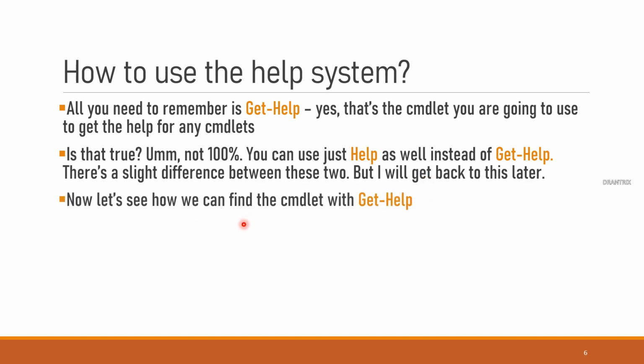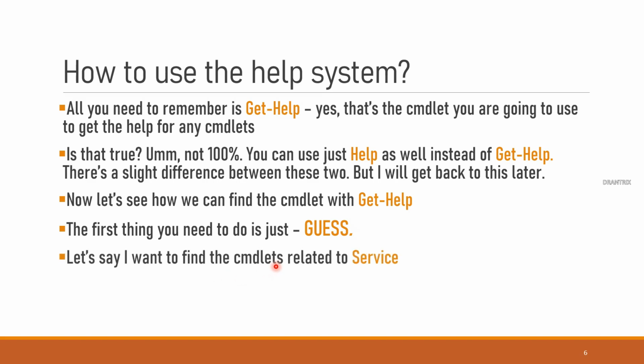So now let's see how we can find the commandlet with Get-Help. The first thing we need to do is just guess. For example, let's say I want to find the commandlets related to service. For example, we are getting an email alert saying maybe the print spooler service got stopped and we have to start it.